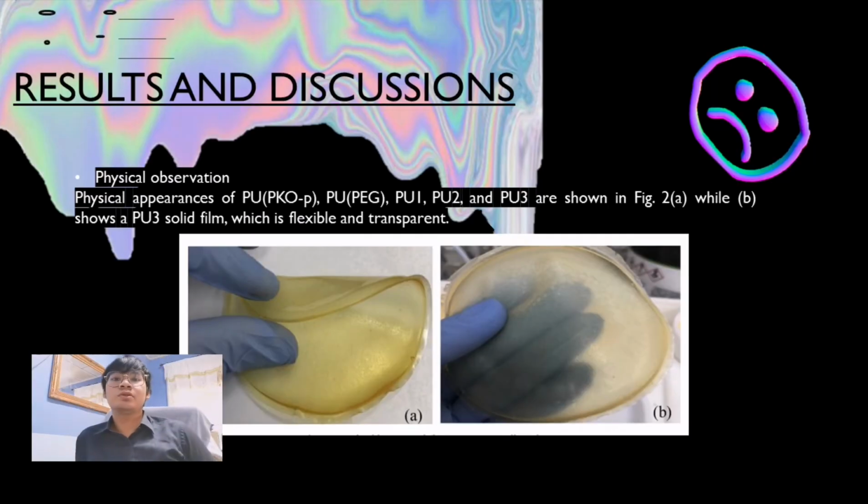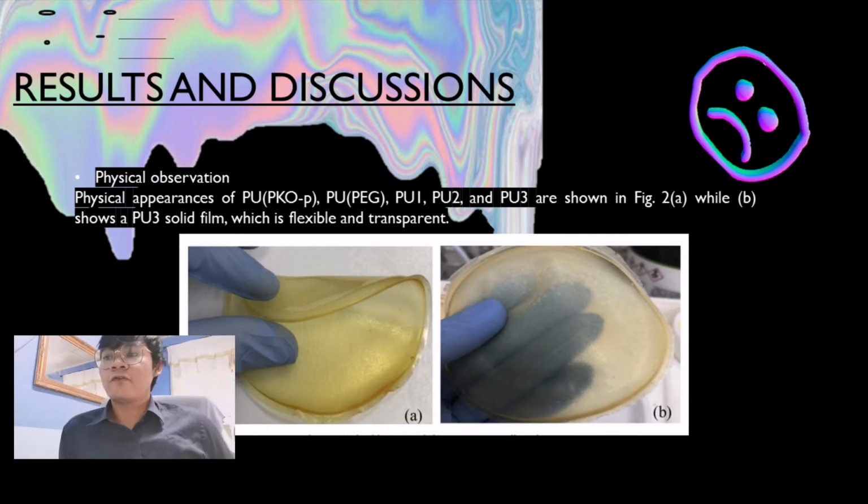Okay, then we will move into results and discussion. First, we will make a physical observation. We can see that all of the tested materials that were prepared turned yellowish in color, flexible, void-free, freestanding, smooth, with a homogeneous surface.